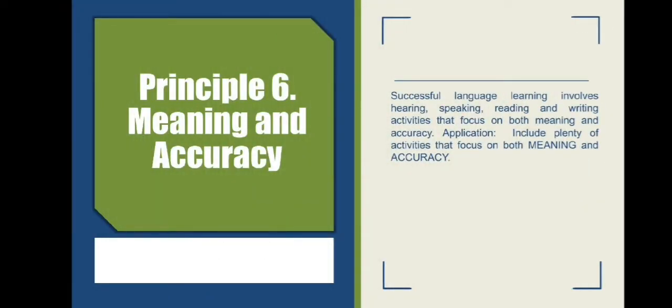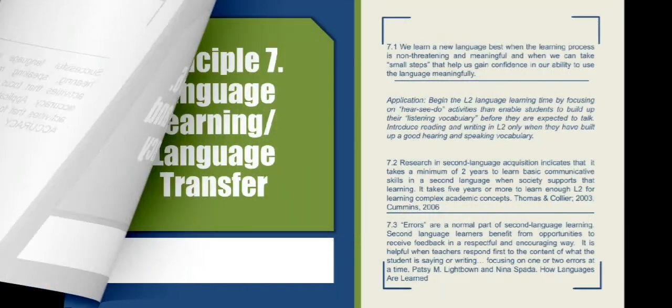The sixth principle, meaning and accuracy. Successful language learning involves hearing, speaking, reading, and writing activities that focus on both meaning and accuracy. In application, include plenty of activities that focus on both meaning and accuracy.